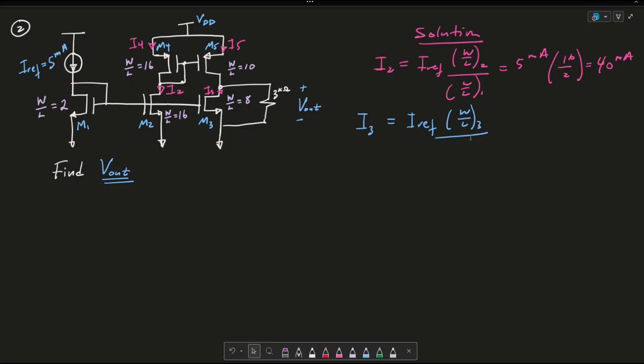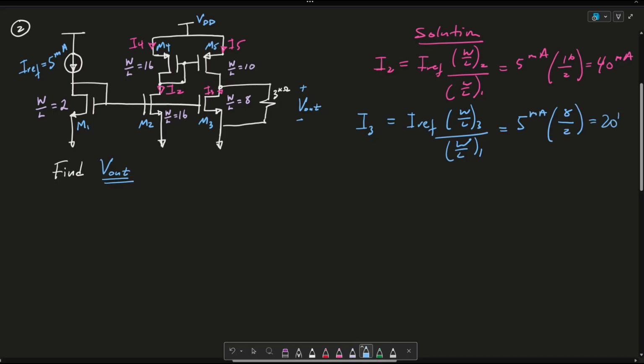Next, I'm going to say again that I3 is equated to this I ref times W over L of 3 over W over L of 1. So I ref again is 5 milliamps. W over L of 3 is 8, and W over L of 1 is 2. So then we're left with 20 milliamps. So now, since this M4 is also a diode-connected device, we can say then that I4 is equated to I2. So essentially the current just flows through it here to ground. So then I4 is equated to 40 milliamps as well.